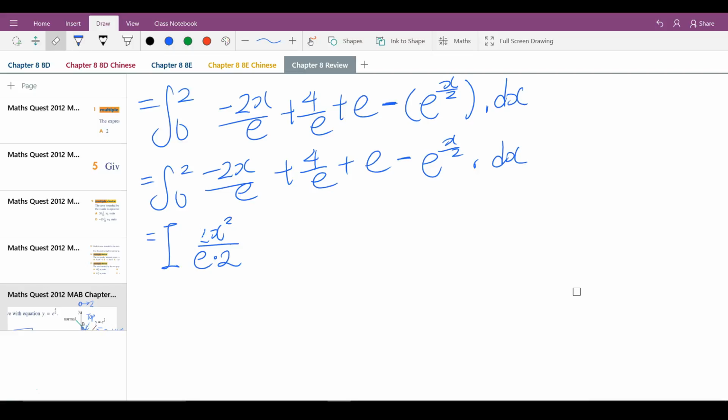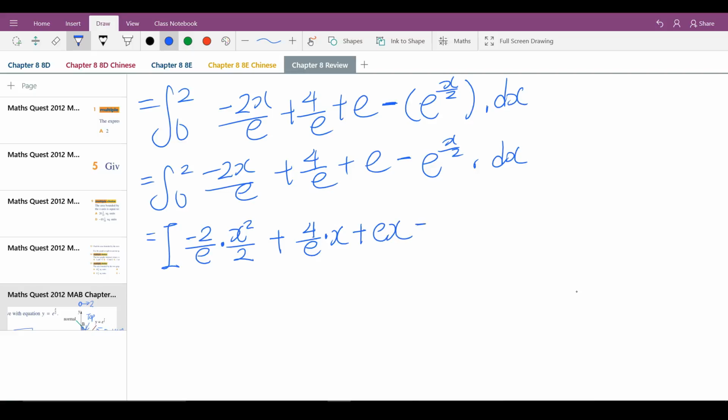Let me write it clearly so you can see what's happened. We just took the constant out. So this is negative 2 over e, multiplied by the x, and then we integrate the x, so it becomes x squared over 2. Now 4 over e is a constant. e is not an unknown, e is Euler's number. When you integrate a constant with respect to a variable, you get the constant times that variable. So it's 4 over e multiplied by x. Same as this.